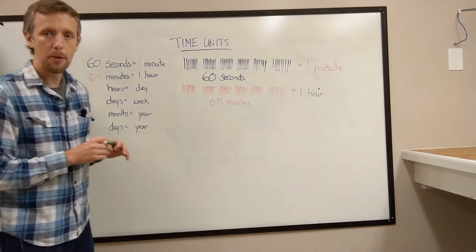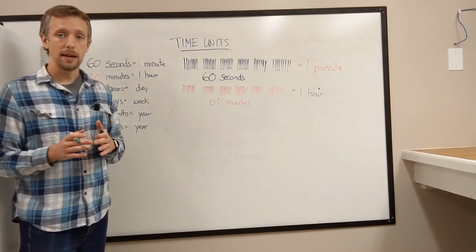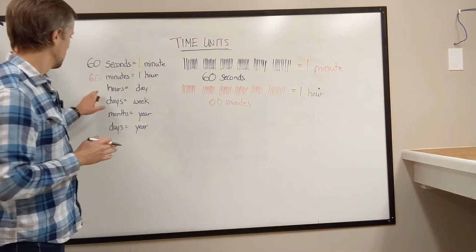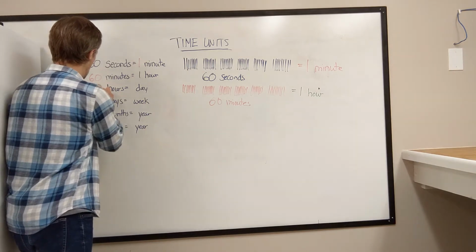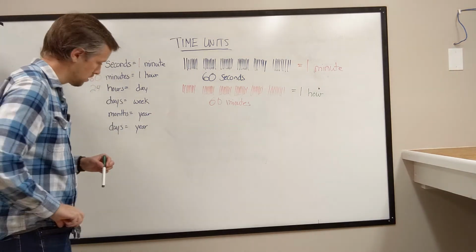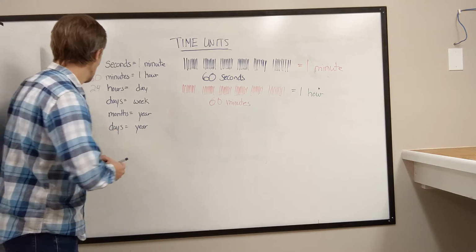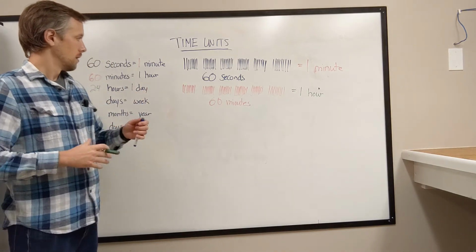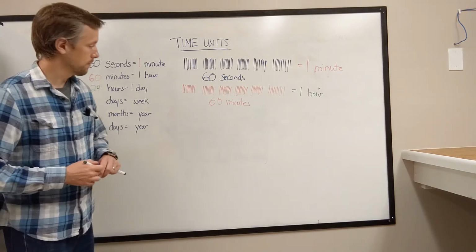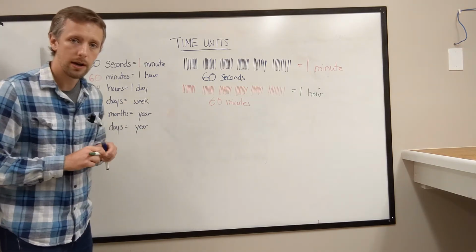Let's try the next one. How many hours are in a day? The answer here is 24. 24 hours is equal to 1 day. Okay, this one should be a little easier. Let's draw it out.